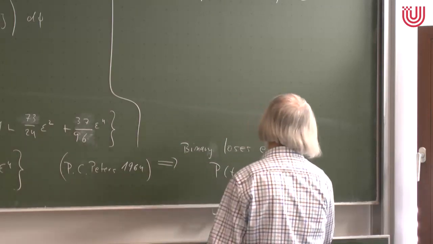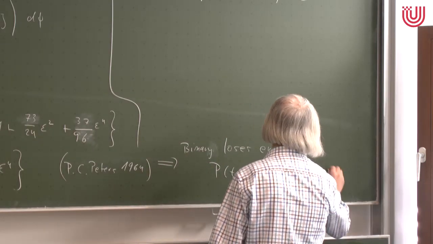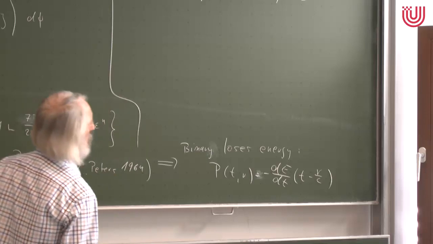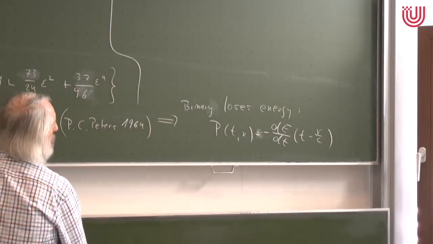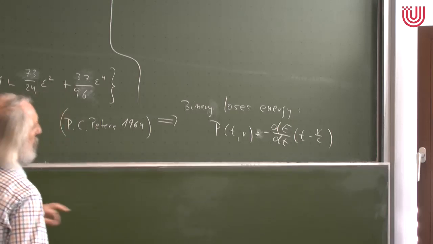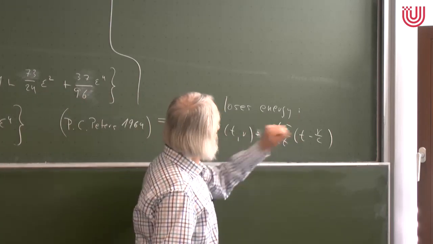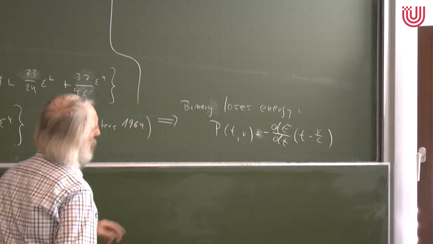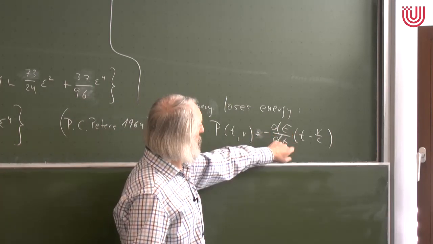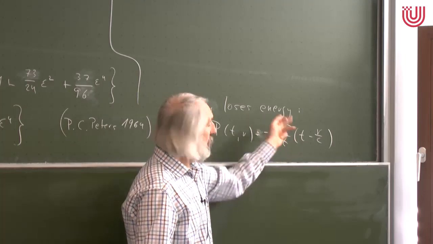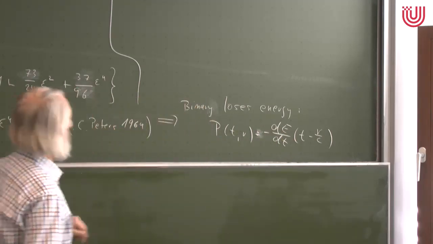Because it arrives at the retarded time, it will be something of this kind, right? Because the signals always have to travel with the speed of light. And this we have to calculate now. We need to know how it is related, in particular to the semi-major axis, and then we can find out from this equality how the semi-major axis changes.